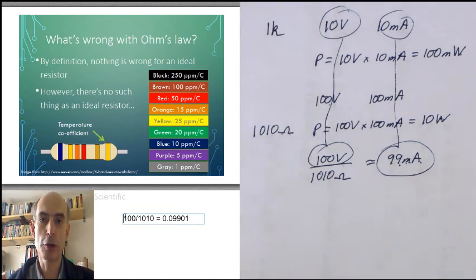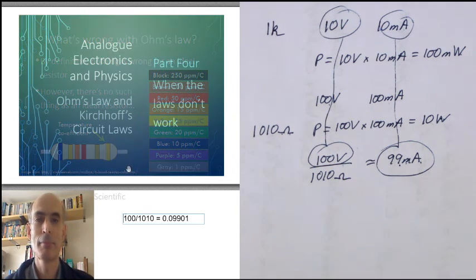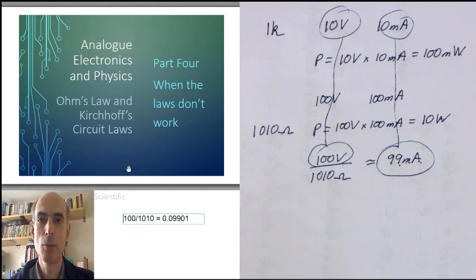Ohm's law works perfectly for perfect resistors. But there is no such thing as a perfect resistor. And there are a lot of components which do not obey Ohm's law at all. Next time, we'll have a look at what's wrong with Kirchhoff's voltage law.